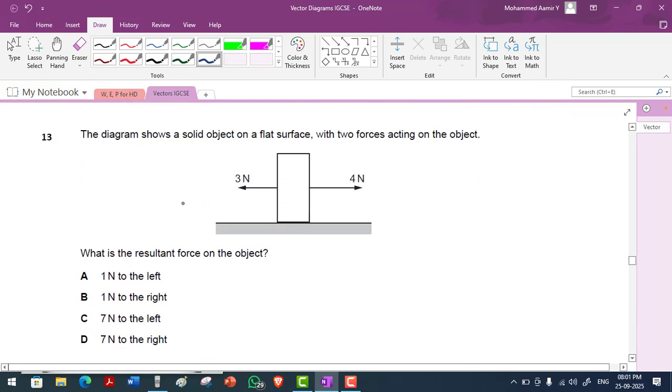Okay, next one, this is a simple question. There is a block on a flat surface. Two forces are acting, 4 and 3. What is the result of this? 4 minus 3. In which direction? It will be towards right. B is the right answer.